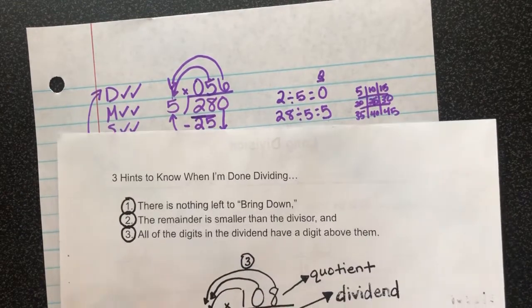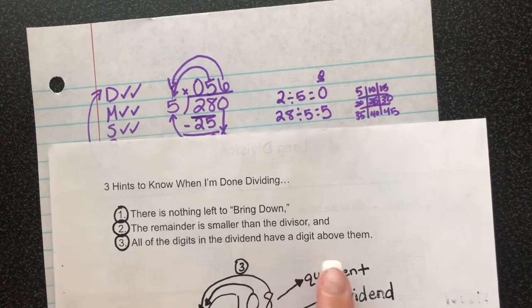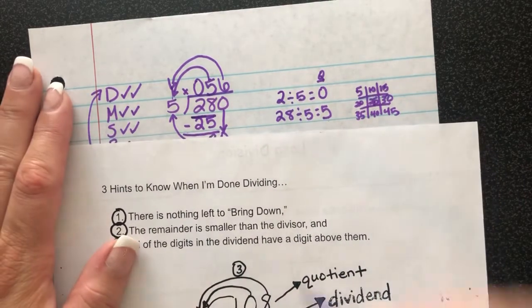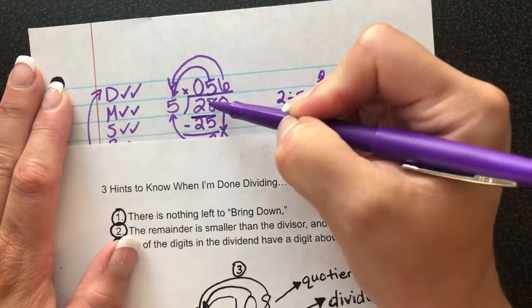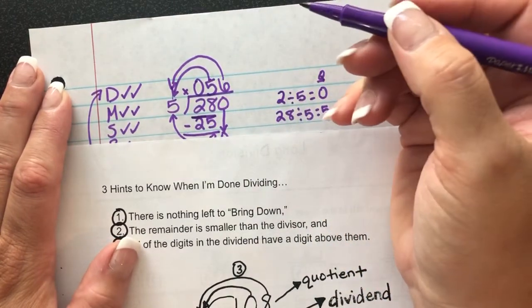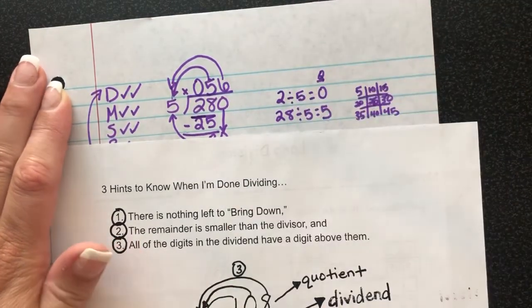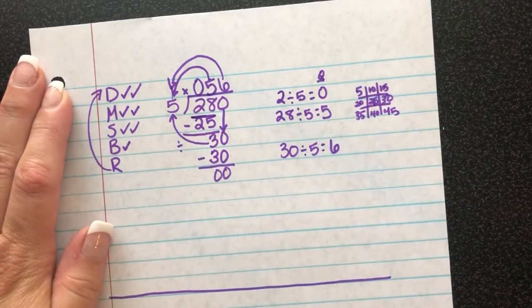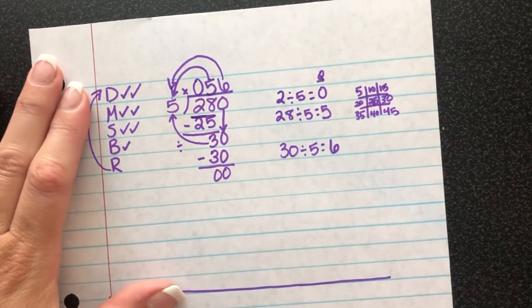Number 3, do all of the digits in the dividend have a digit above them? Yes, they do. The 2 has a 0, the 8 has a 5, and the 0 has a 6. Okay, so that means I'm done dividing. Now I need to check with multiplication.